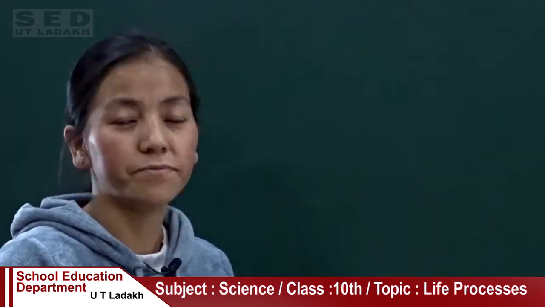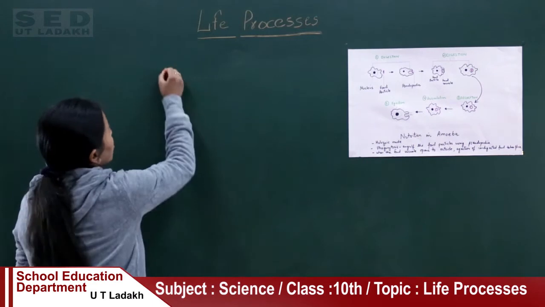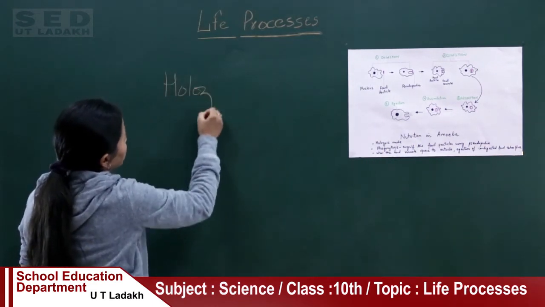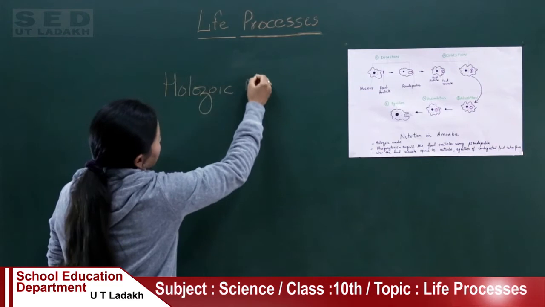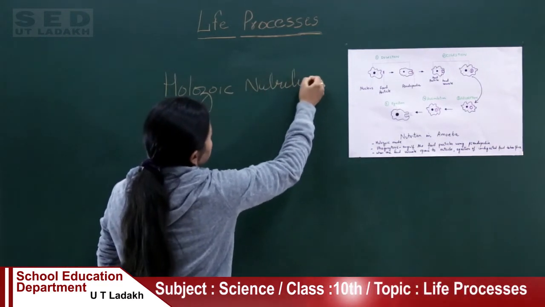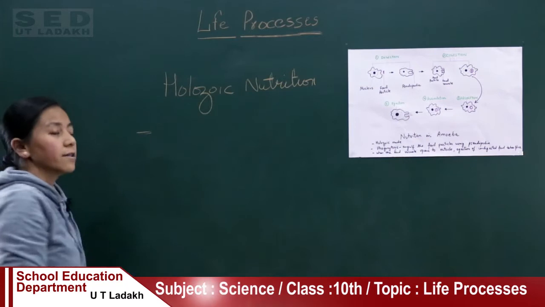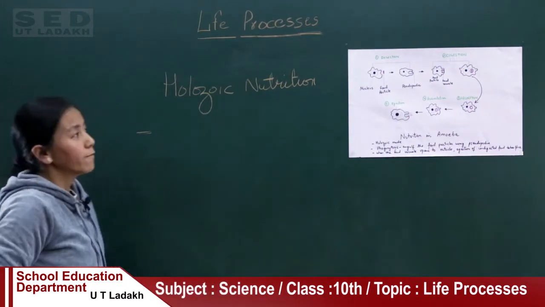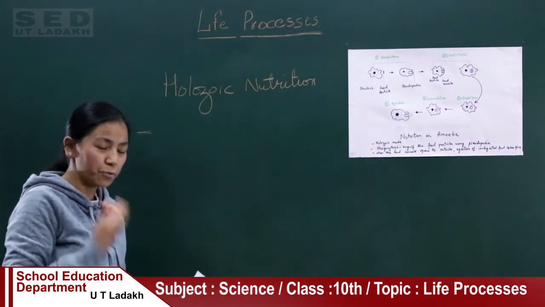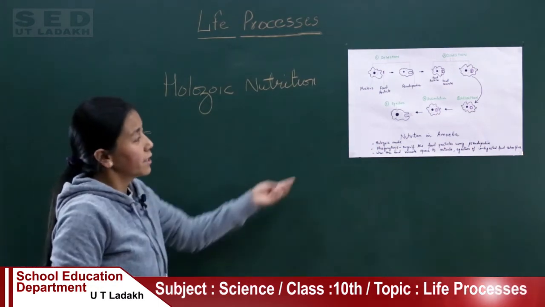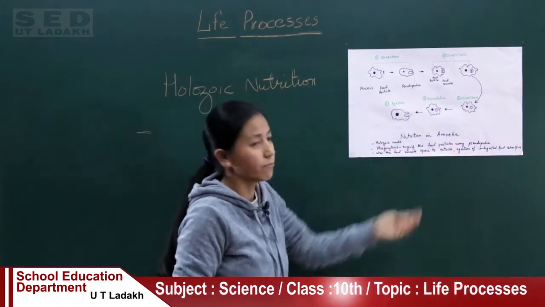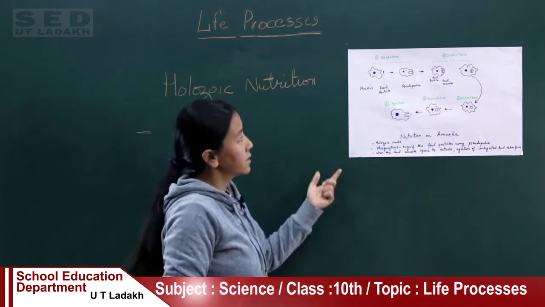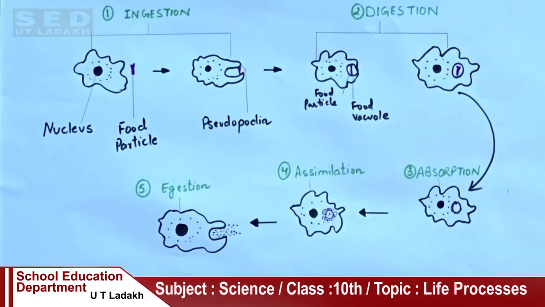Next, we will come to the Holozoic mode of nutrition, which also comes under heterotrophic mode of nutrition. All right. So in the Holozoic mode of nutrition, the organism takes the food as a whole. All right, the food is taken as a complete whole. For example, human beings. Another example is amoeba, which is a single-celled organism, and in this organism the Holozoic mode of nutrition takes place.